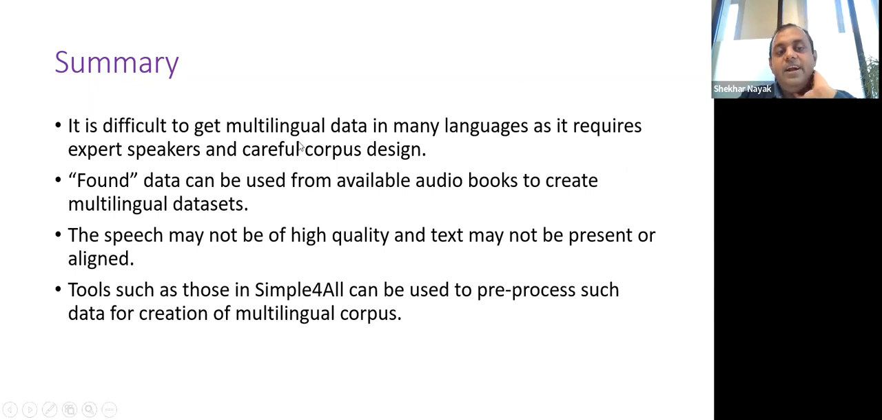And as we have seen, it is difficult to get multilingual data in multiple languages because you require expert speakers and transcribers and a carefully designed corpus. So you can use the found data available on the internet, like freely available audiobooks, to create multilingual data sets. The audiobooks which are available may not be from professional speakers, so they may not be of very high quality, and the text may not be present or aligned. So these things we have to take care of. And there are tools available which can do the pre-processing, segmentation, and alignment for creating such a multilingual corpus.